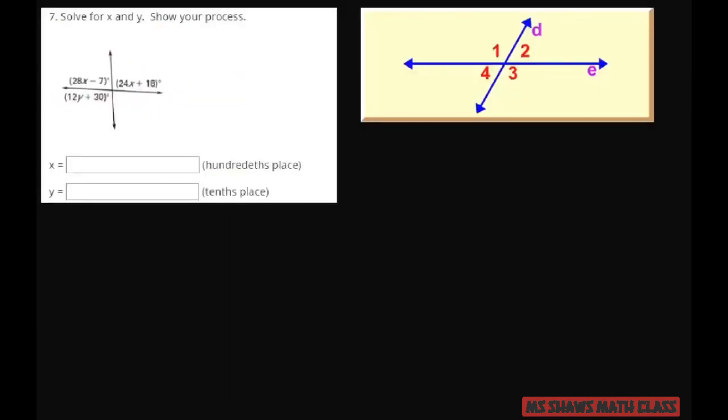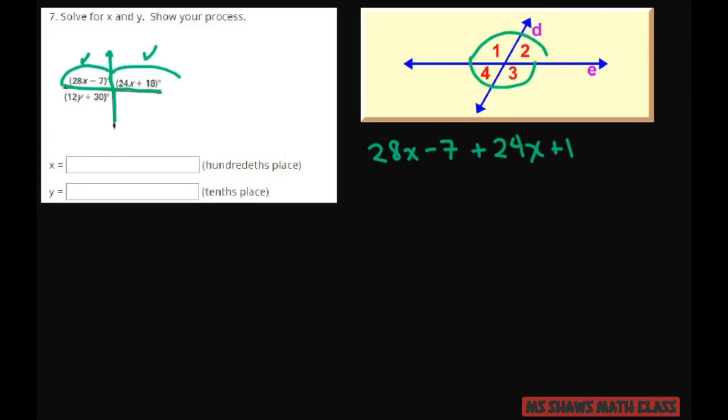All right. On this one, we have intersecting lines, and these two angles are supplementary. We want to make these our 1 and 2 so we can solve for x. Since they're supplementary, you add them up together. So you have 28x minus 7 plus 24x plus 18 equals 180.